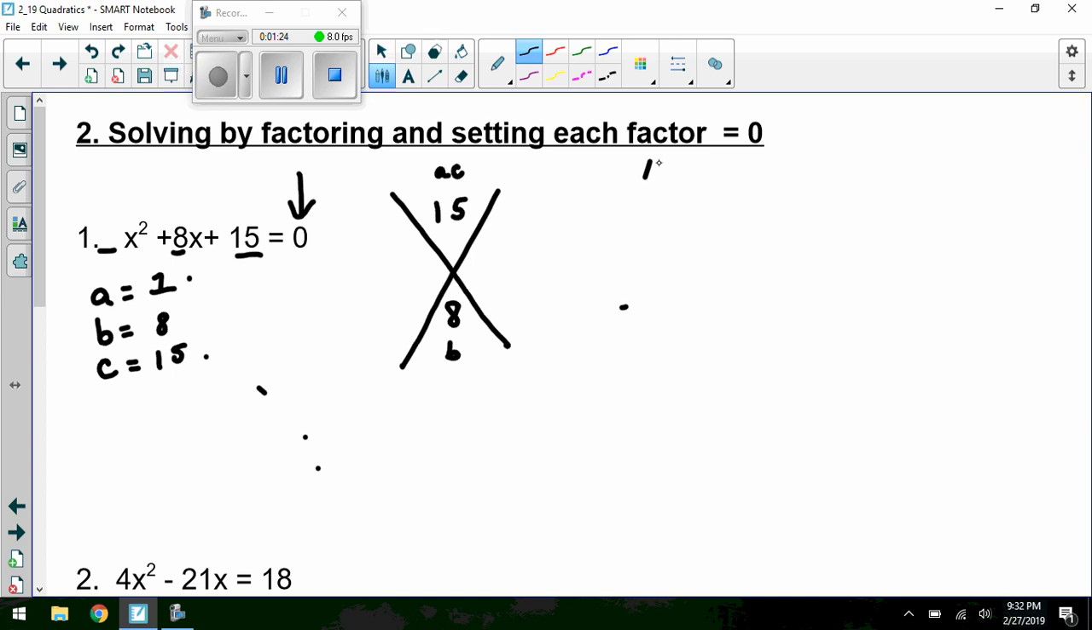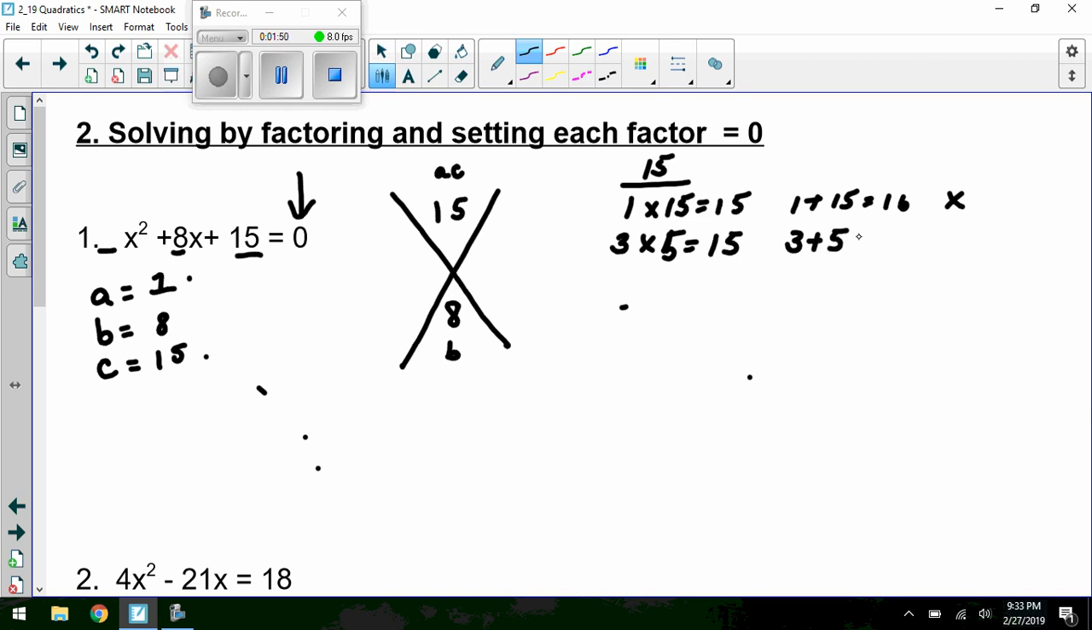I'm going to do a little bit of work over here. My factors of 15, we know 1 times 15 is 15, but 1 plus 15 is 16, so that will definitely not work. 2 is not a factor of 15. Let's try 3. Yes, 3 times 5 is 15, and 3 plus 5 is 8. That's exactly what I need it to be. So there is our winner. I'm going to take this 3 and 5 and put it in the rest of my X box, and this tells me what I'm going to use to factor.